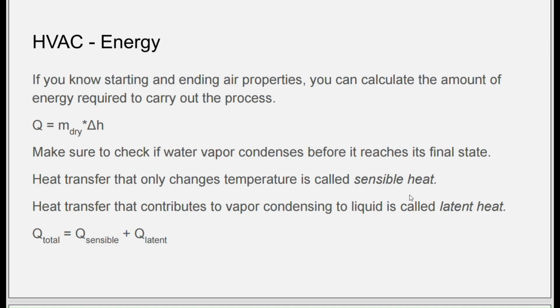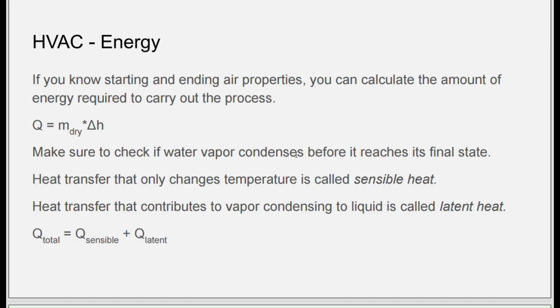Let's talk now that we know how to calculate dry air mass flow, we can start talking about the energy change that's carried out in an HVAC process. So if you're either cooling or heating air, the total heat transfer is going to be equal to your mass flow of dry air times your enthalpy difference from 1 to 2.